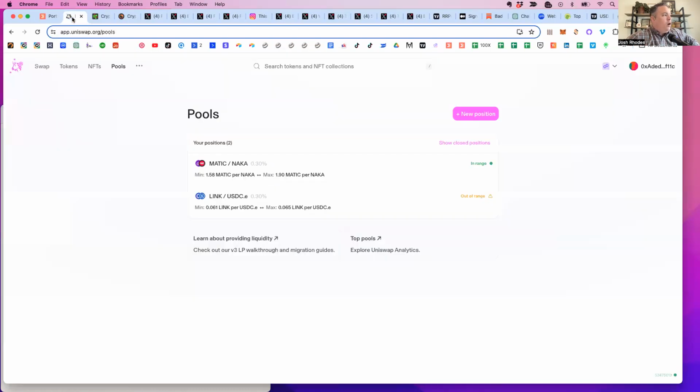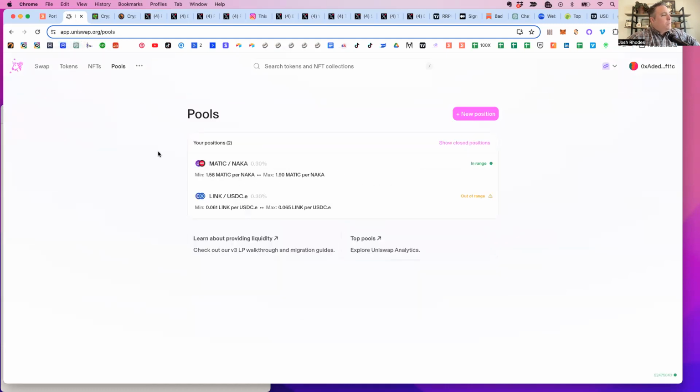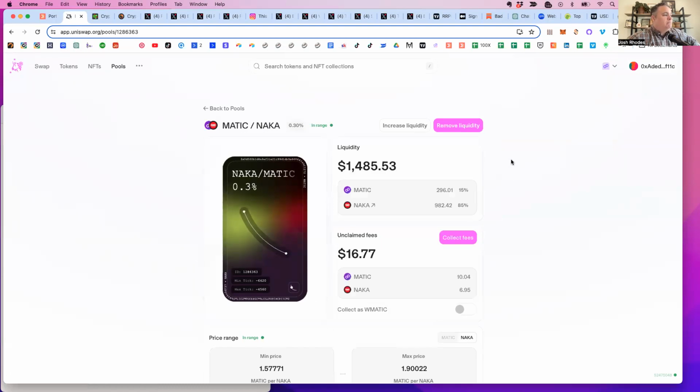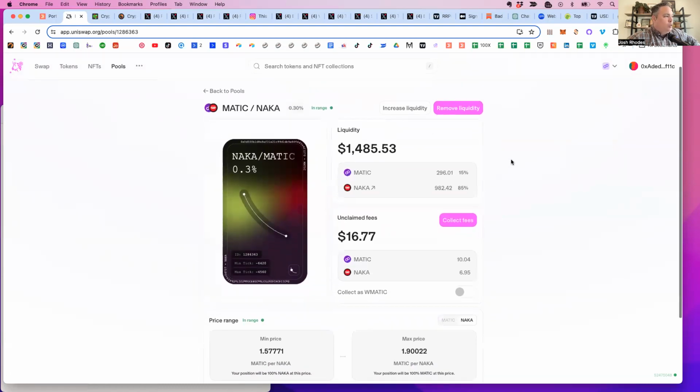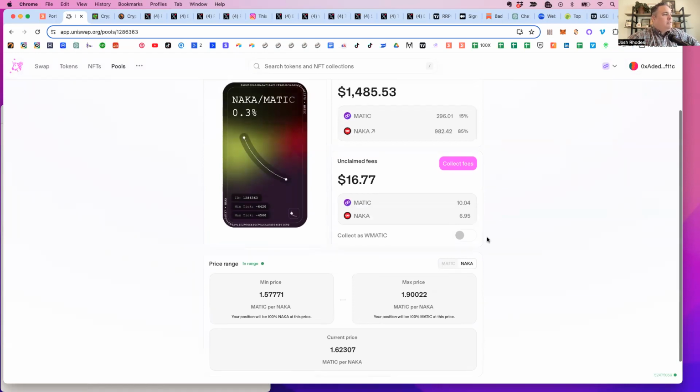For those of you who are managing your own liquidity pools, sometimes the UI messes up, so you just have to refresh your page. I have one pool out of range. The price of this pool is outside of your current selected range, so your position is not currently earning fees. And I have one that's in range. This is the Matic Nakamoto Games pool, and the Naka price is going up and down, obviously.